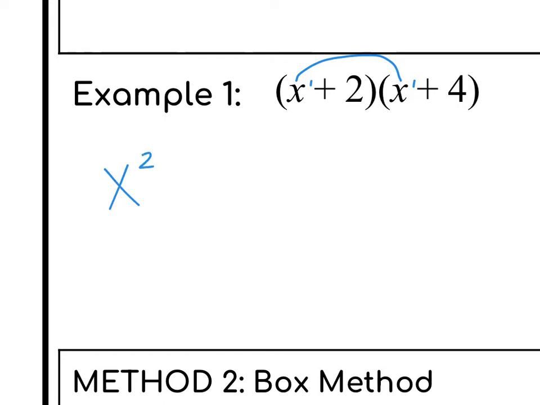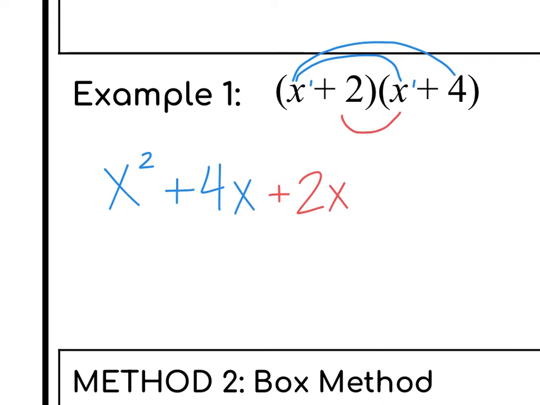So that was my first terms. Now I'm going to multiply my outer terms, which would be X and 4. What's X times 4, folks? 4X. Okay, so that's first outer. Now we'll do inner. 2 times X. 2X. And then last, 2 times 4.